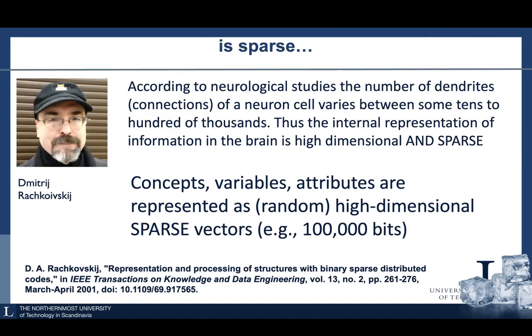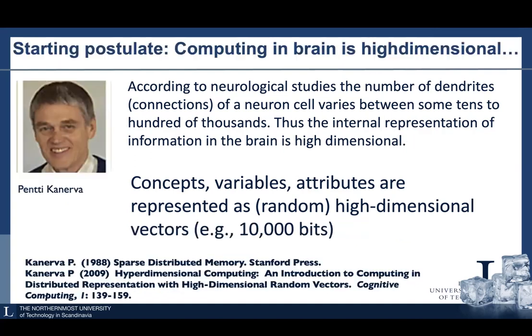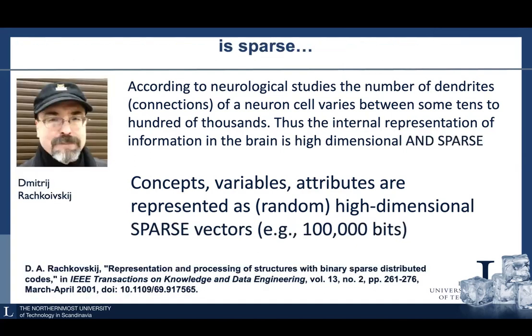Another observation from neurological studies is that the activations of neurons in biological brains are sparse. We have billions of neurons, but only a few of them, compared to the total number of neurons, participate in certain computations. That's what I said previously, connected to this observation. It leads to computation on sparse vectors.